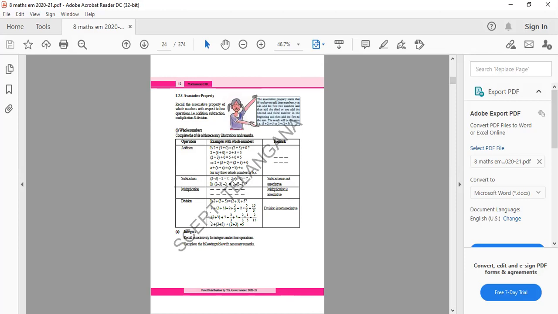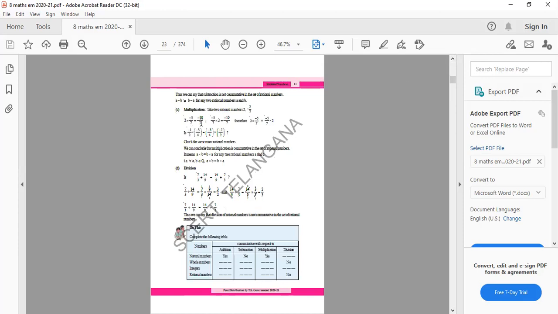What is the property of commutative multiplication? A into B, multiplication means multiply the numbers. They're telling to take the rational numbers 2 into minus 5 by 7. Just how to check it out. 2 into minus 5 by 7 is equal to something else. Minus 5 by 7 into 2, you need to check it out. So both answers should be valid or not. Then you have to finalize the answer.